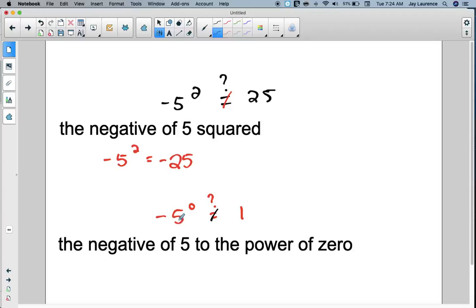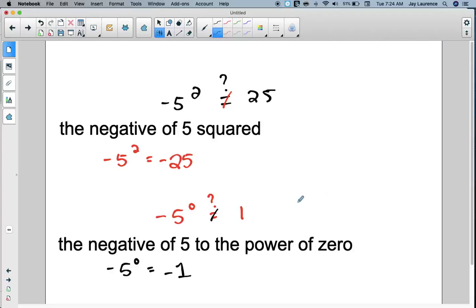So I have to do 5 to the 0 power, which is 1, and then I need the negative of 5 to the 0 power, so it'd be negative 1. So here's our true statement. There we go. All right, you can verify that in the calculator.